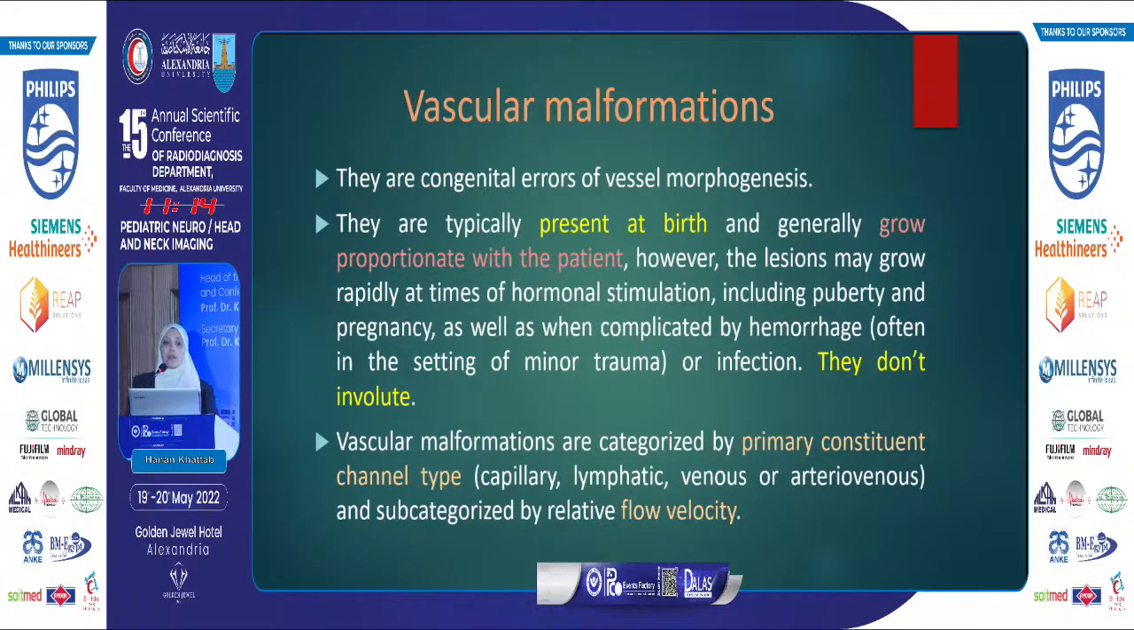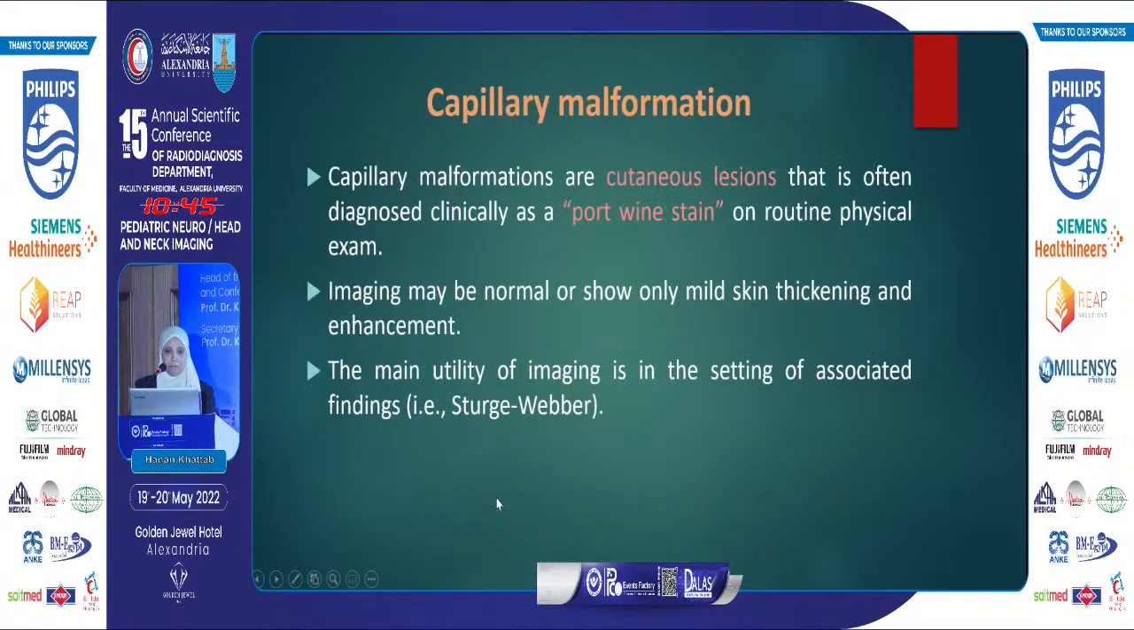Vascular malformations are, as we said, congenital errors of vessel morphogenesis. They typically present at birth and grow proportionate with the patient, while the lesions may occasionally grow rapidly at times of hormonal stimulation or when complicated by hemorrhage or infection, and they don't involute. Vascular malformations are categorized by primary constitutive channel type, either capillary, lymphatic, venous, or arteriovenous, and also subcategorized by relative flow velocity.